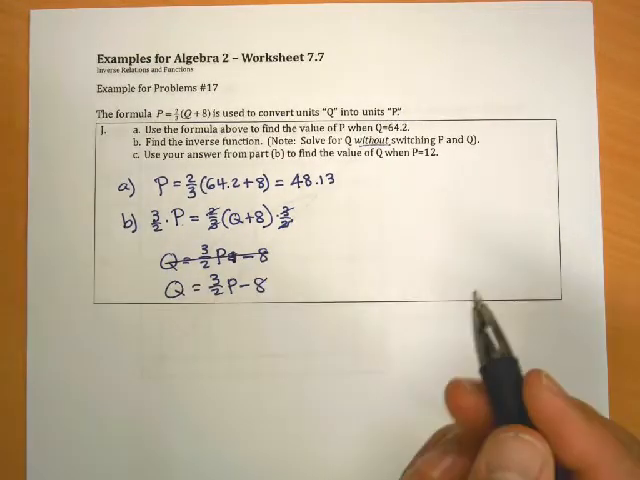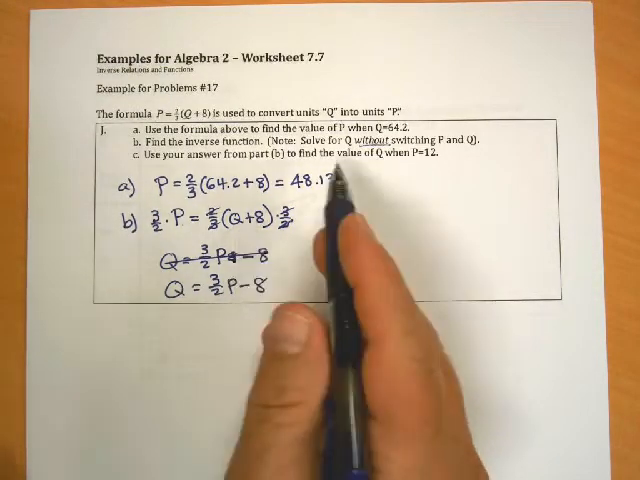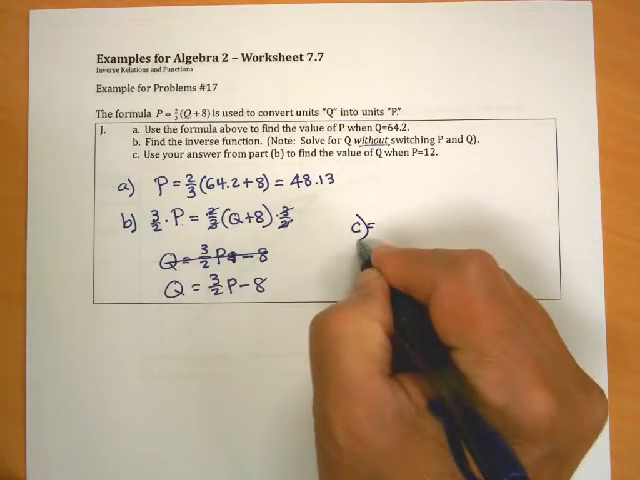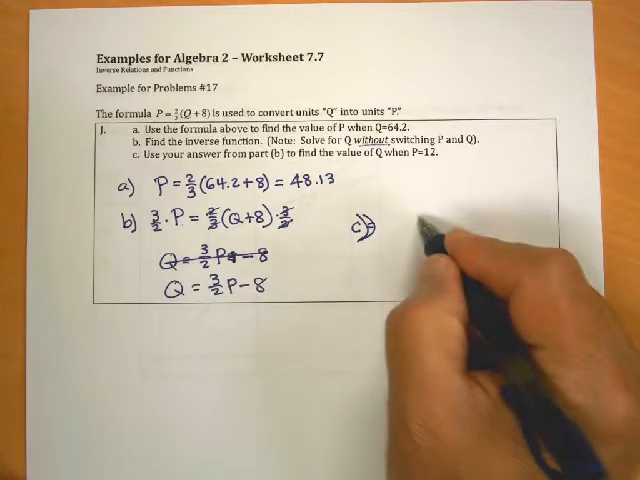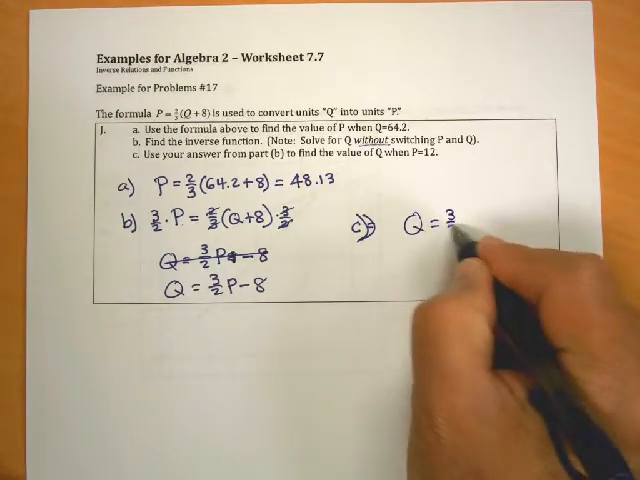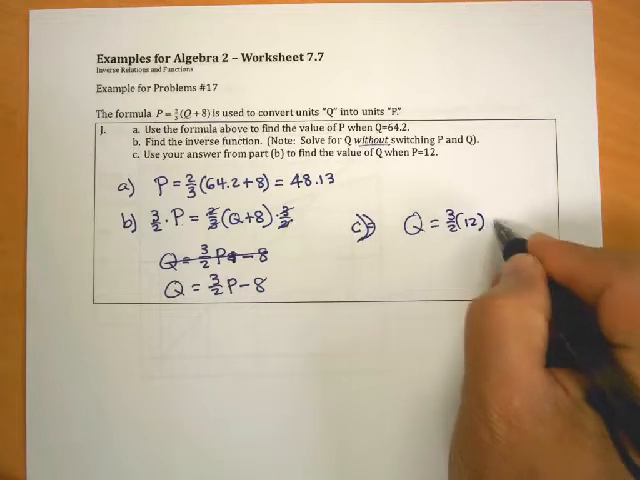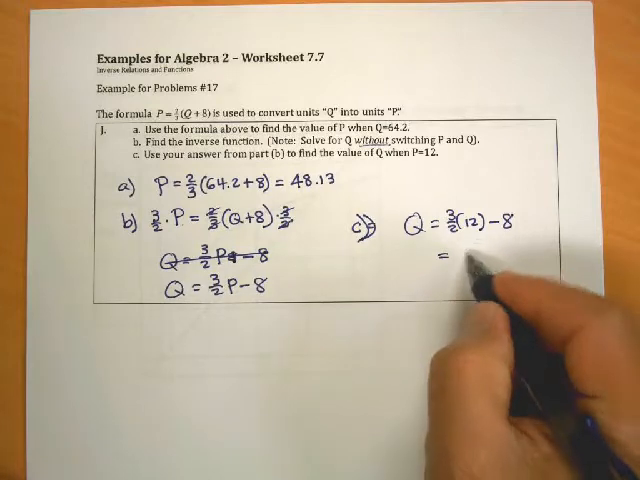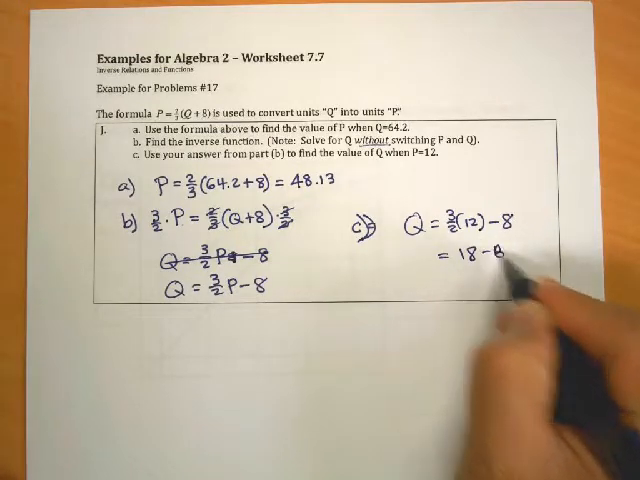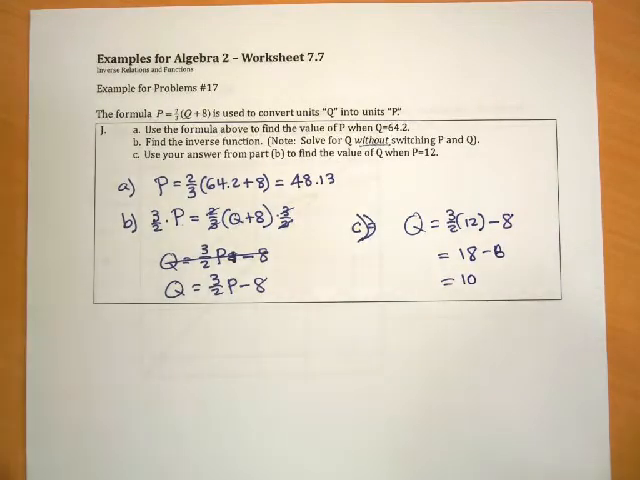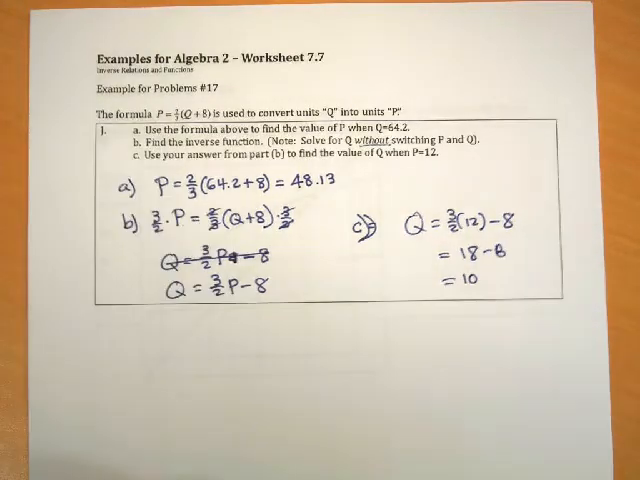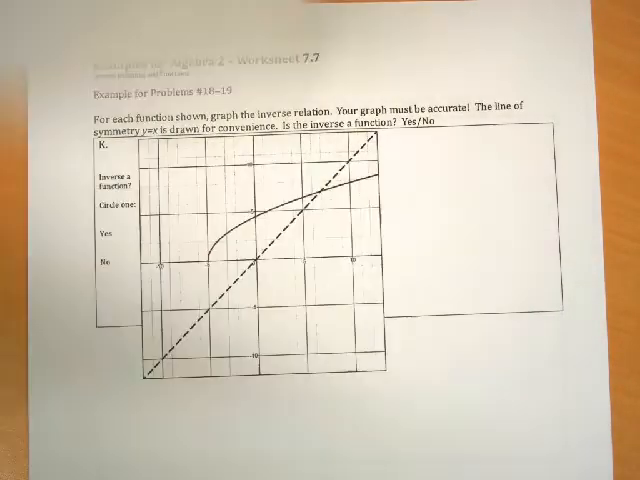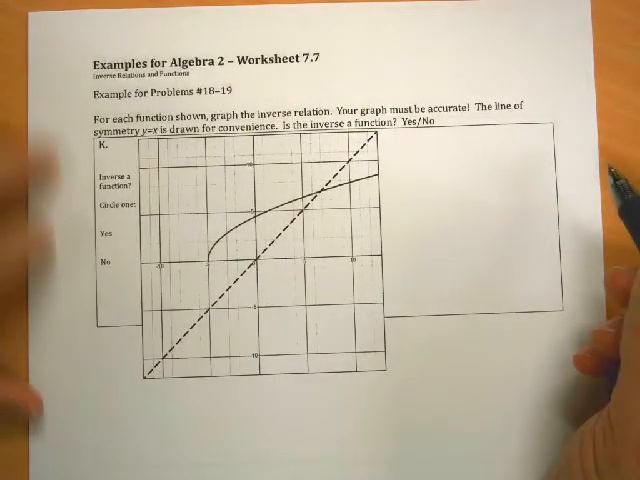Okay. Now, we're going to use this formula for the last part, and we're going to use a P value of 12. So part C is going to be Q is equal to 3/2 times 12 minus 8. So that's going to be 18 minus 8, which is 10. All right, so that's A, B, and C on problem 17. And now I'll turn my attention to the last few problems. Well, we'll go to 18 and 19 to start with.